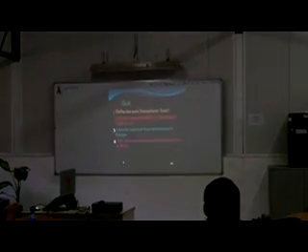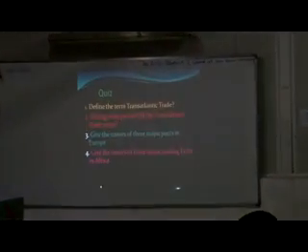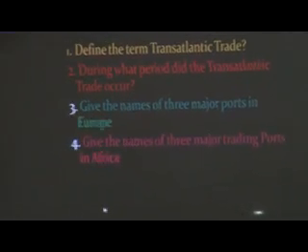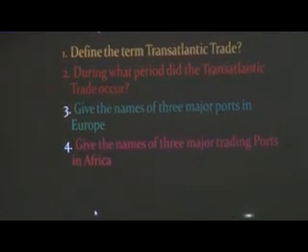Alright, let's go, number 4. Give the names of 3 major trading ports in Africa. I think the hand was up first. Tanisha. Lagos.